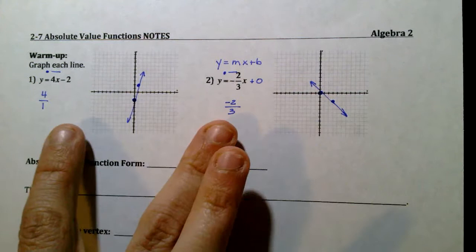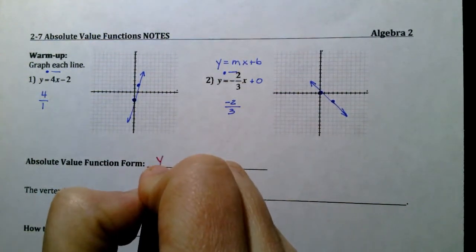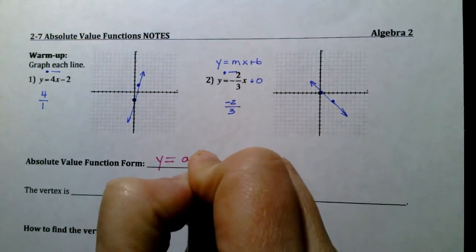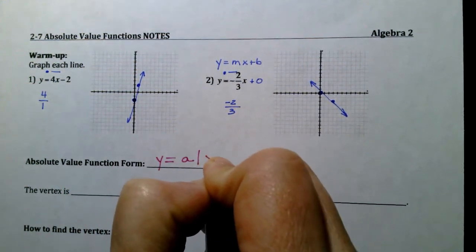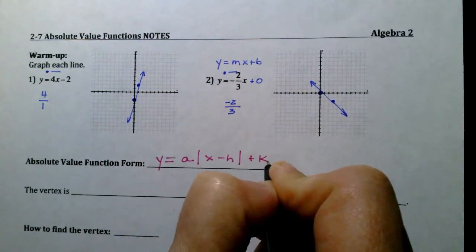We're going to come back to these examples because I'm going to show you how we can write them similar to absolute values so the rules are exactly the same. So for today, the absolute value function form is the following. This is the big idea here. It's going to be y equals a, absolute value, x minus h, plus k.